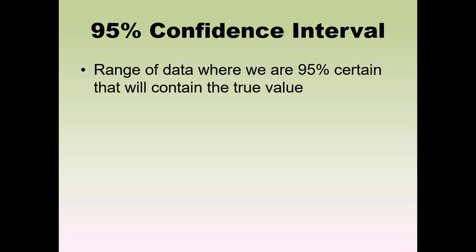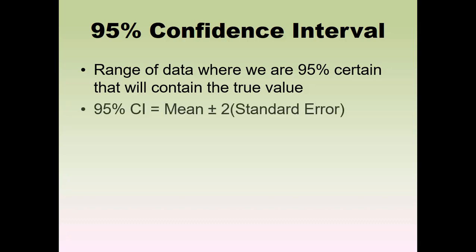So typically it's presented again as plus or minus, the mean plus or minus some amount. So we actually determine this by taking the mean plus or minus 2 times the standard error is how we would actually calculate this.